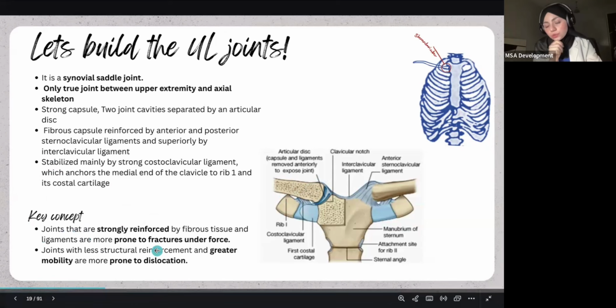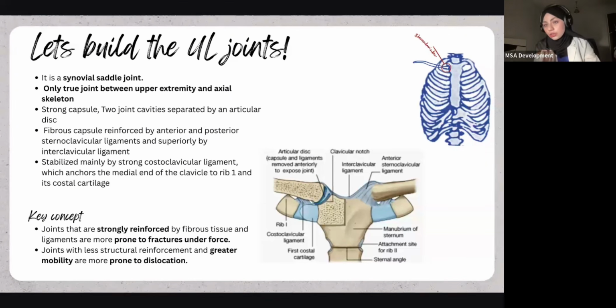And again, the key concept that I told you guys about: a strongly reinforced joint is more likely to fracture under force. But in the same way, a joint that is very freely mobile is more prone to dislocation. So it's kind of things that we weigh out. If I want to strongly reinforce this joint, it's going to withstand the pressure, but it's going to transmit this force into the shaft of the bone or somewhere where it's less reinforced and cause a fracture. But if a bone has a great freedom of mobility, it's very prone to dislocation, and we're going to see how later.